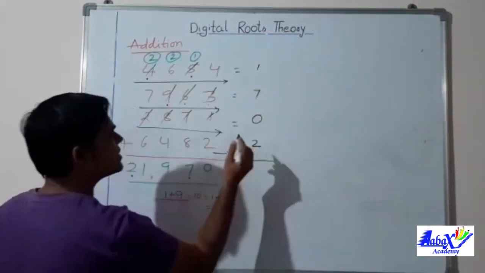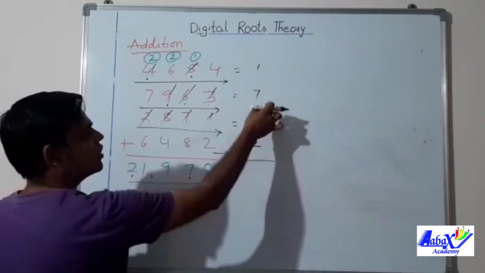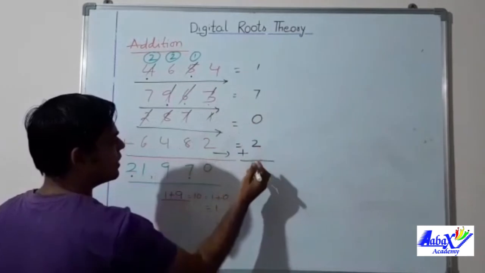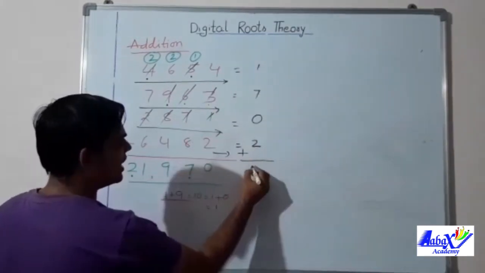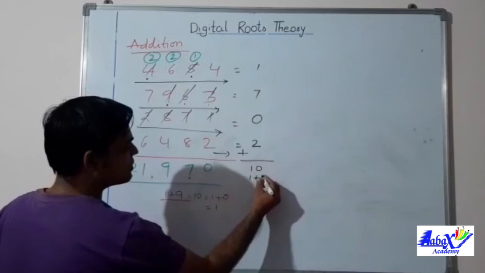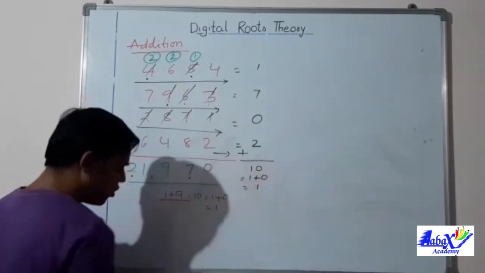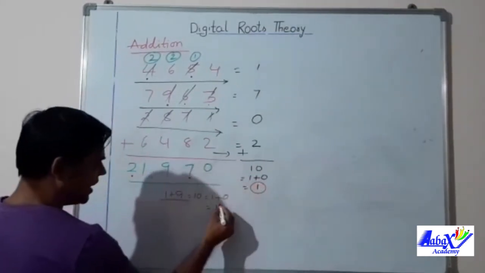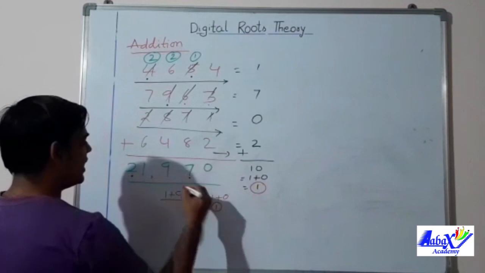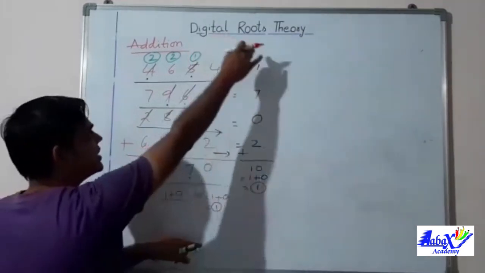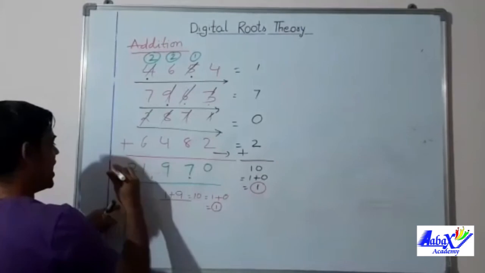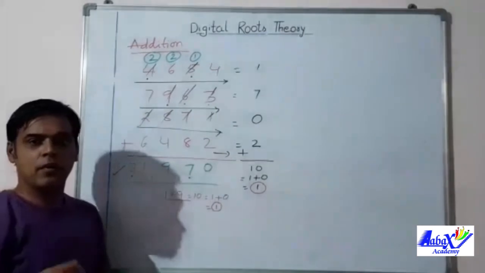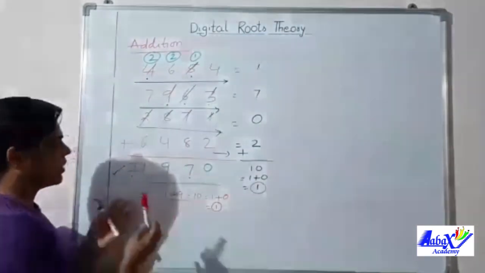In this we need to add these digital roots: 1, 7, 0 and 2. What did we get? 1 plus 7, 8, 8 plus 2, 10. Here we got 10. That 1 plus 0, split it out. Here we got 1. So we can find here, here also we got 1, and here also we got 1. That means on both sides, the digital root helped us. The given answer, the answer we got, is correct. I hope you understand my point.